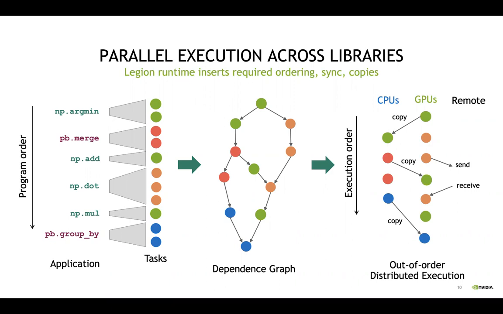Any order that respects the dependencies is good. It can run different tasks on CPUs and GPUs, try to overlap communication and computation, and emit the required copies to make everything respect the sequential semantics of the original execution. And it can also spread the work across different nodes and make sure everything happens at the appropriate time and with the appropriate communication. So that is the first part of Legion that we use, the asynchronous execution.